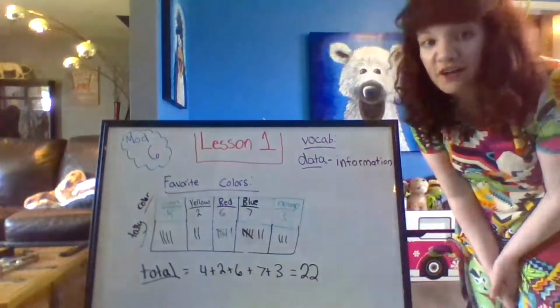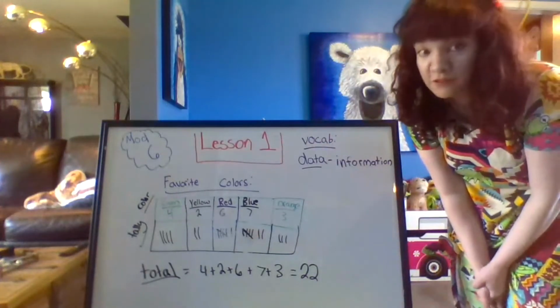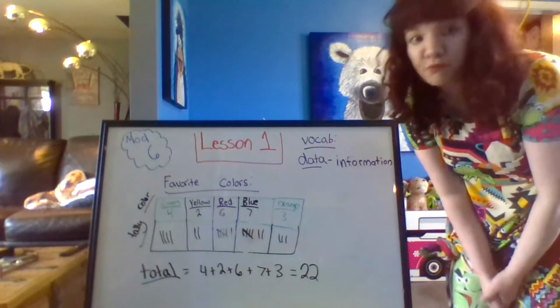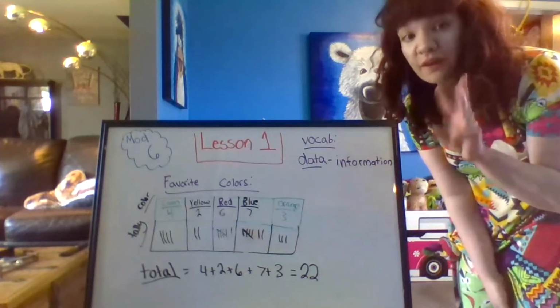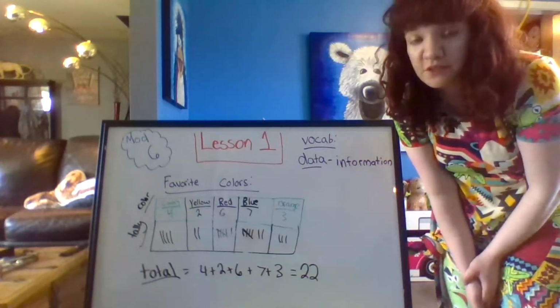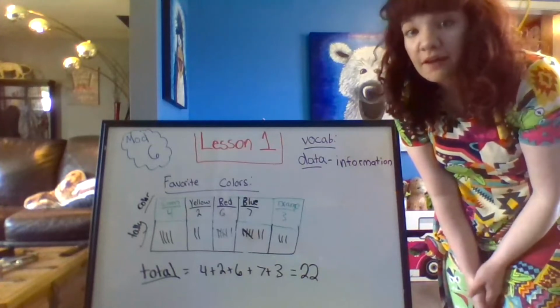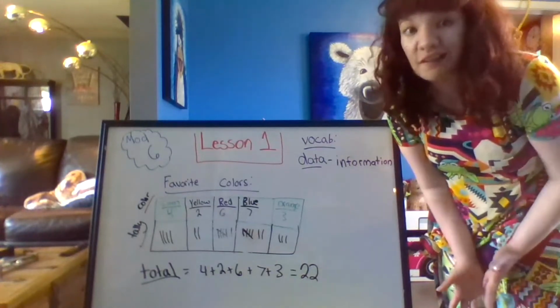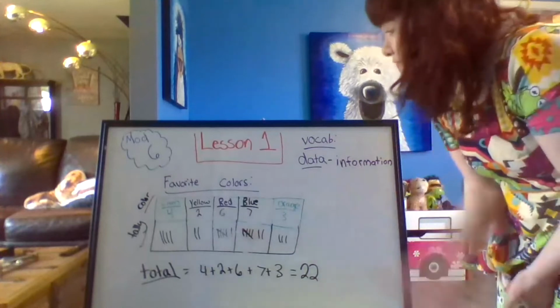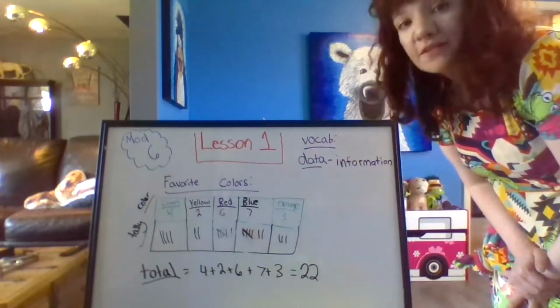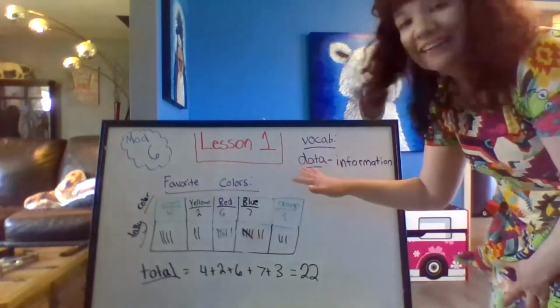So we are starting a new module right now. This is module 6, and I'm going to go through lessons 1, 2, and 3 so that you can use this throughout the week if you're on Zearn and maybe you're having trouble or you just need a little extra help. So the first lesson, lesson 1, we're going to be talking about something called data.